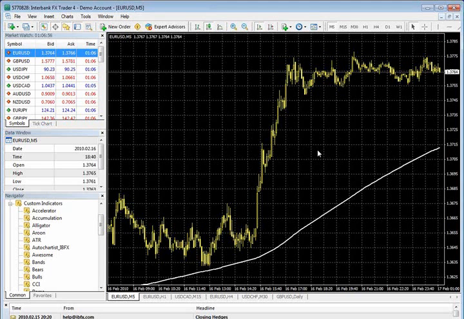So you see sideways, quiet, low participation type markets, that's accumulation. The next cycle we'll talk about is markup. Markup's easy to discuss. It's an uptrend.